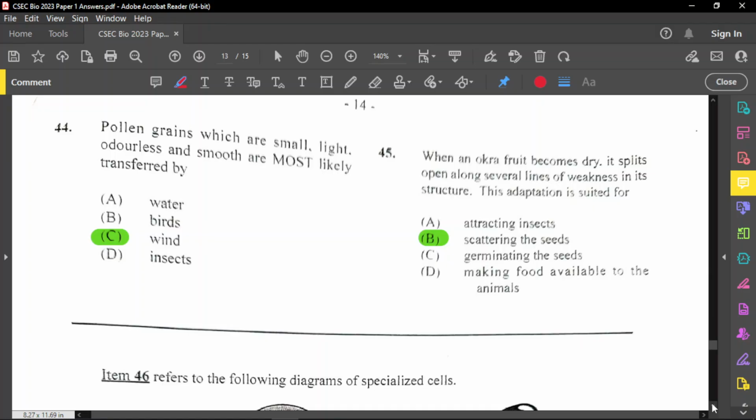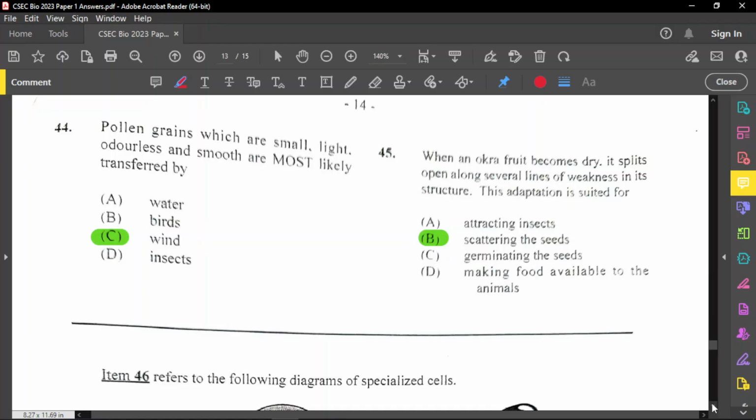All right, so 45, it said when an okra fruit becomes dry. If you eat okra, some people say okra, some people say okra, whichever one you say, it doesn't matter. It splits open along several lines of weakness. It said in its structure, this adaptation is suited for what? If the okra splits open, then the seeds, and I don't even know what okra looks like, but it's a long green fruit. When it dries, it becomes brown, and then you have some lines, as they mentioned here, and some small round black seeds. So if it splits open, then the seeds can scatter or disperse.